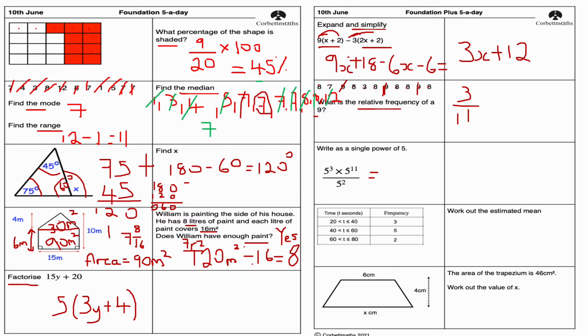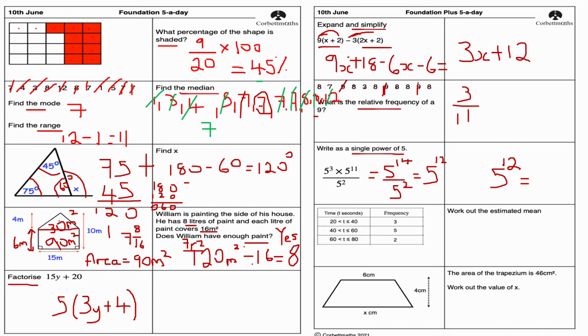Write as a single power of 5. Well, if I multiply, I add the powers if it's the same base. So 3 plus 11 is 14. Divided by 5 squared. Okay, when I divide the same base, I subtract the powers. So 14 take away 2 is 12. So the answer is 5 to the power of 12. Okay, and if you're interested, that's going to give like a large numerical answer, but the question says write it as a single power of 5, so we don't have to worry about working that out.